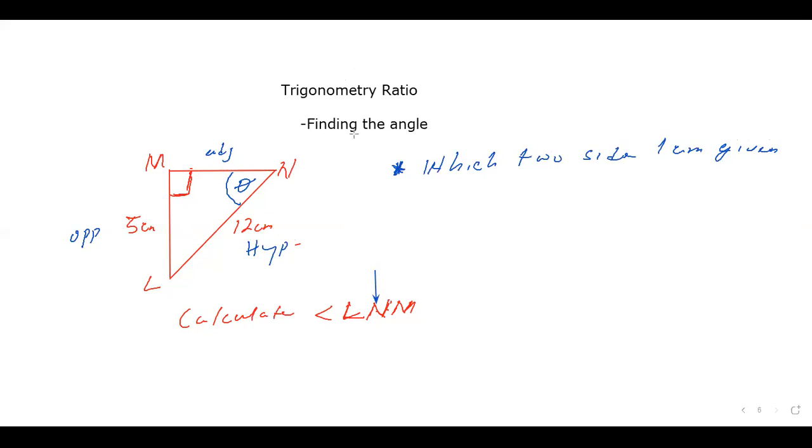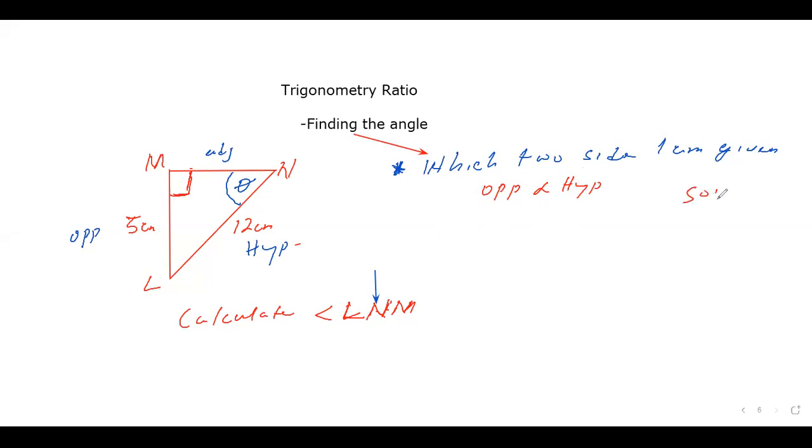To find the angle, you ask yourself this question: which two sides am I given? Can somebody tell me which two sides we are given here? Opposite and what? Opposite and hypotenuse, right? You are given opposite and hypotenuse. Then the next thing we do is say, which formula are we going to use?